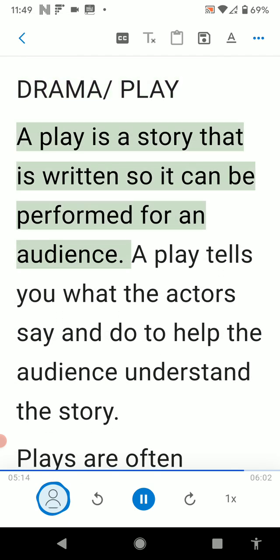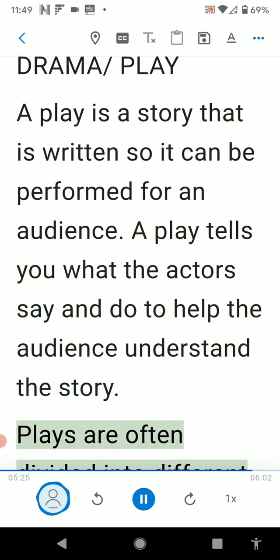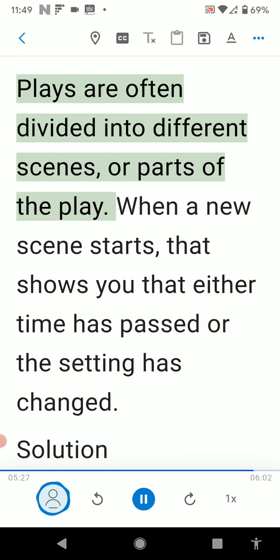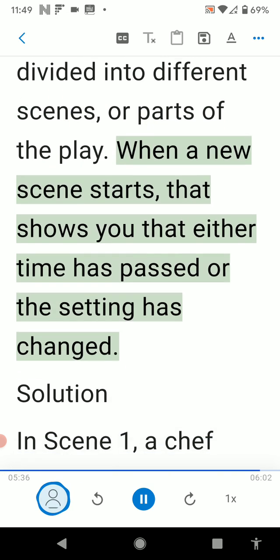Drama, play. A play is a story that is written so it can be performed for an audience. A play tells you what the actors say and do to help the audience understand the story. Plays are often divided into different scenes, or parts of the play. When a new scene starts, that shows you that either time has passed or the setting has changed.